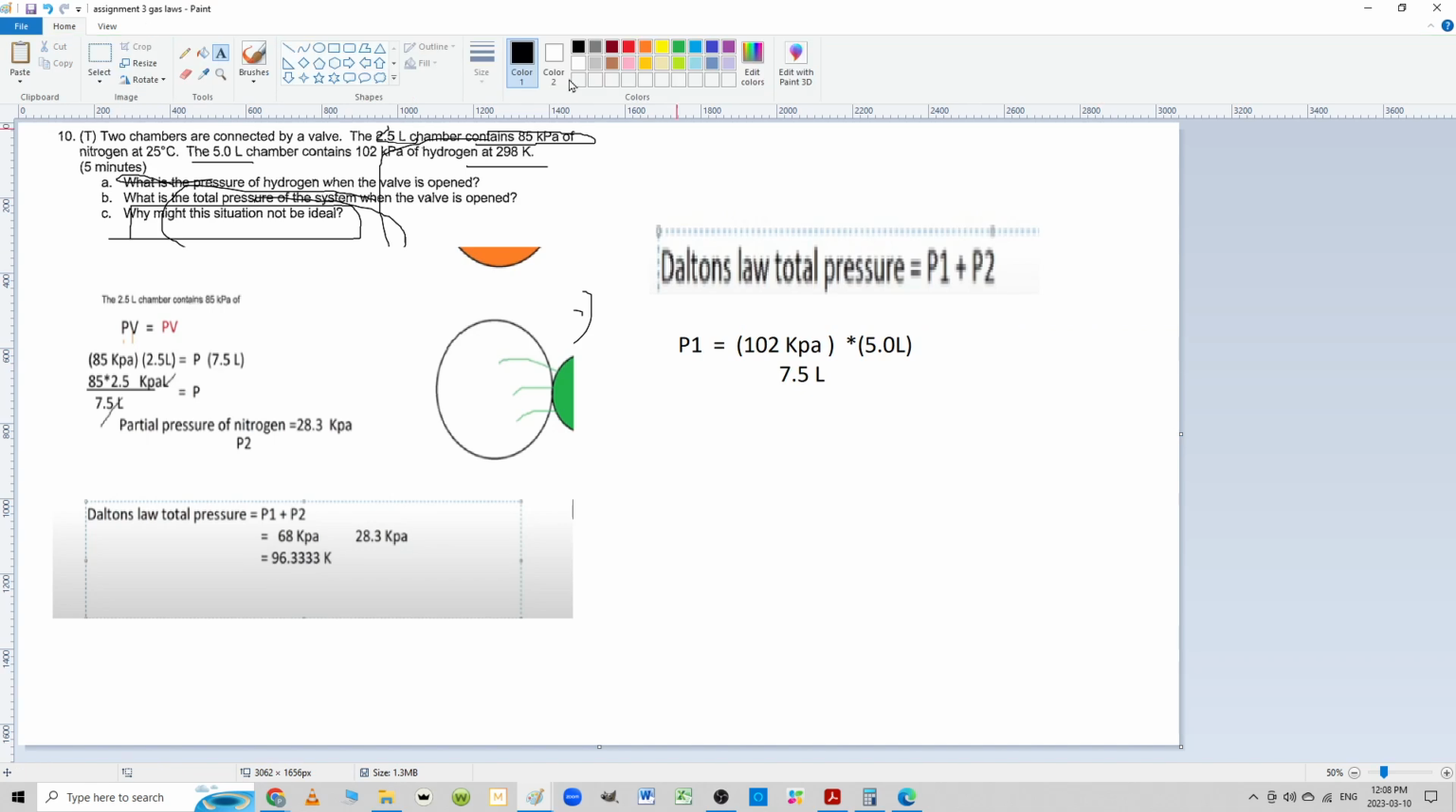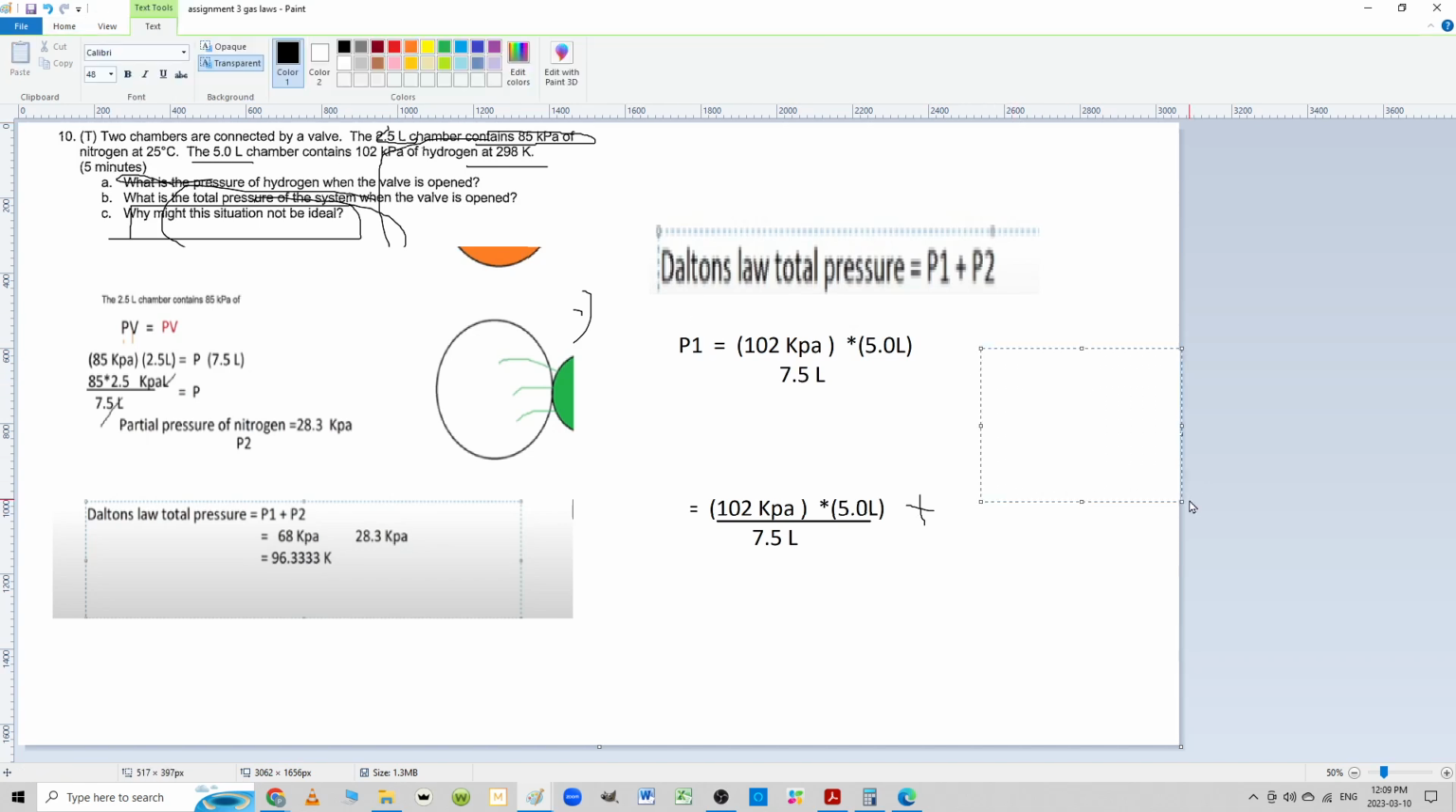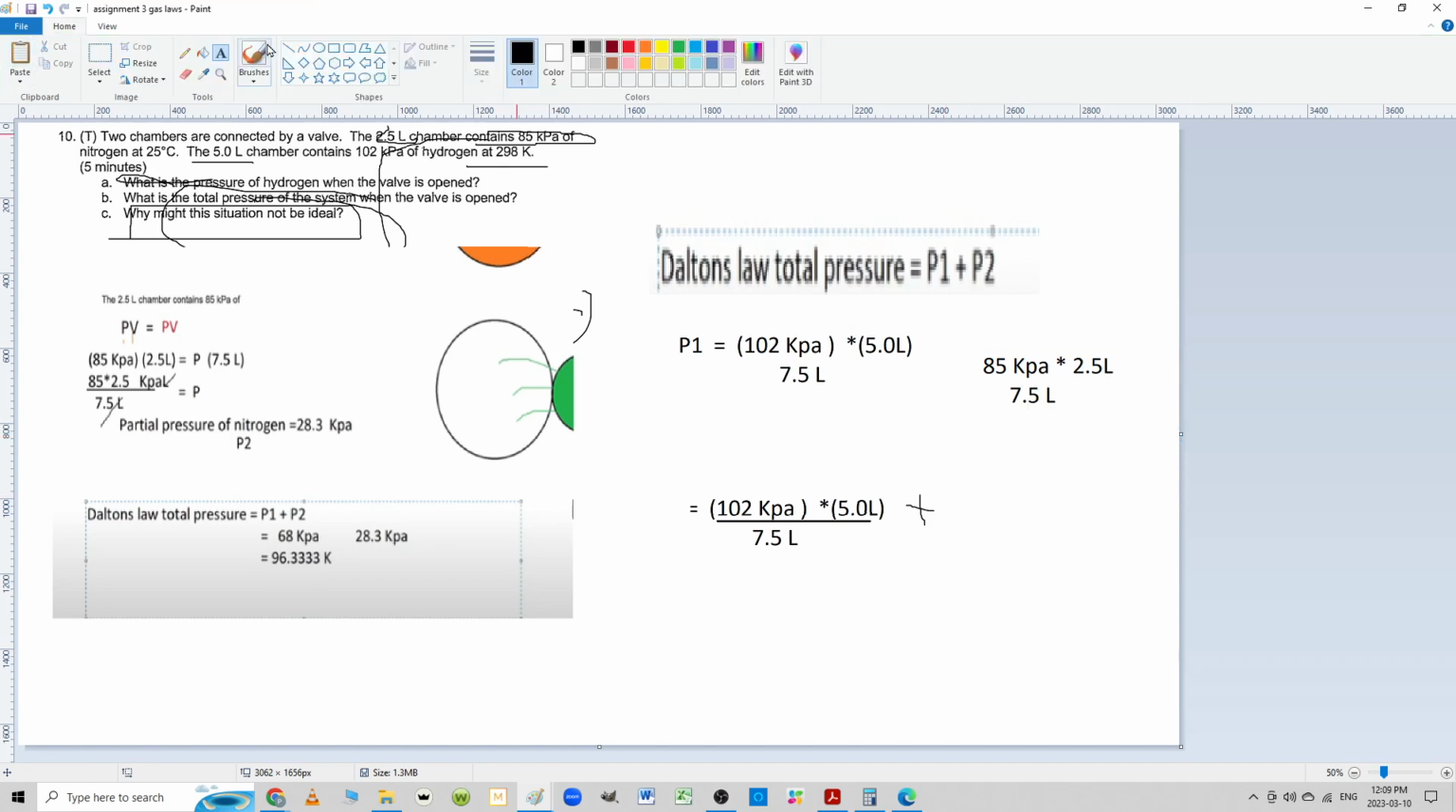Well, that means we can replace P1 in this equation with this. So that is now the same as P1. And of course, we're adding it to the P2 that was nitrogen. And the nitrogen we discovered was the old pressure times the old volume divided by the new volume, which is this.